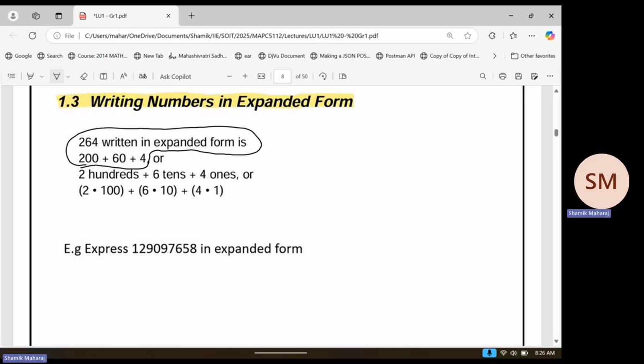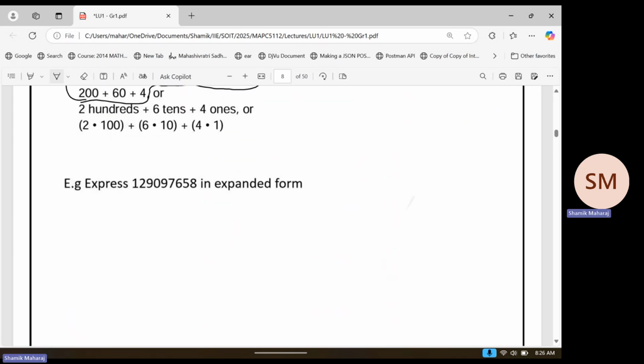Now, technically correct is also to write the number like this. I don't know why we have to do this, but you can also do this: 2 100s plus 6 10s plus 4 1s. If you write that, you'll get your marks. You can also do this: 2 times 100 plus 6 times 10 plus 4 times 1. Also correct. If you do that, you will get your marks. If you haven't seen this before, this dot is a multiplication symbol. Okay, so let's do an example.